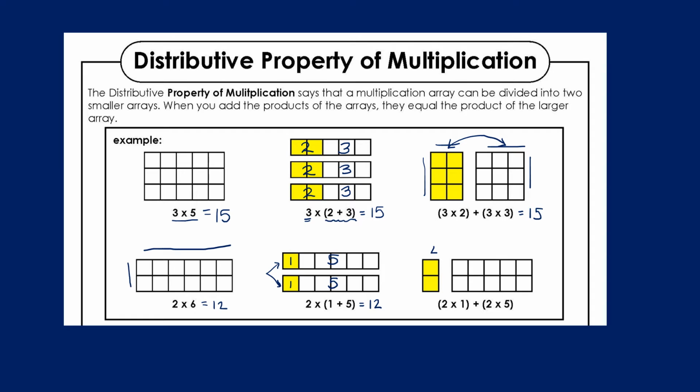And then in our last set of arrays, here we have 2 rows by 1, which is 2. And then here we have 2 rows by 5, which is 10. And again, that gives us 12. So these are different ways of setting up arrays that illustrate with manipulatives the distributive property.